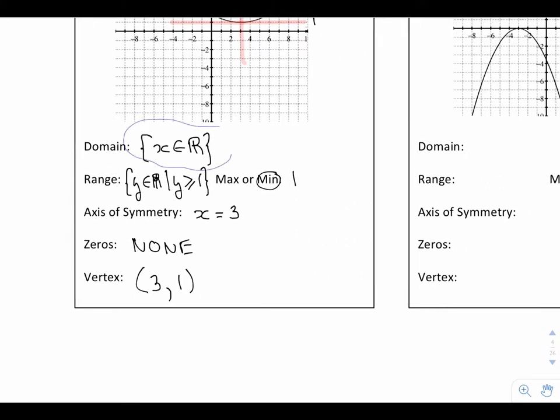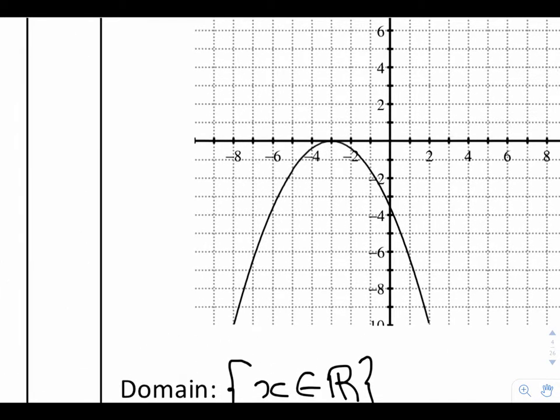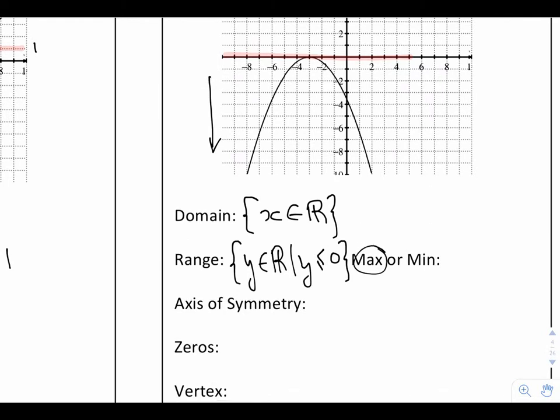So to save myself some time, I already know for the next one, my domain is going to be this guy here. Now my range, looking at the graph, my highest value in this case is 0. So y is everything below 0, or y is everything less than or equal to 0. So y belongs to the set of real numbers, y is less than or equal to 0. And this is a maximum point, and the maximum value is 0.